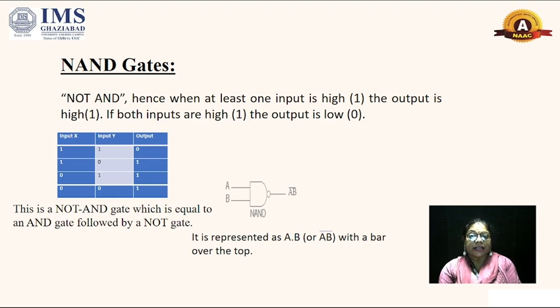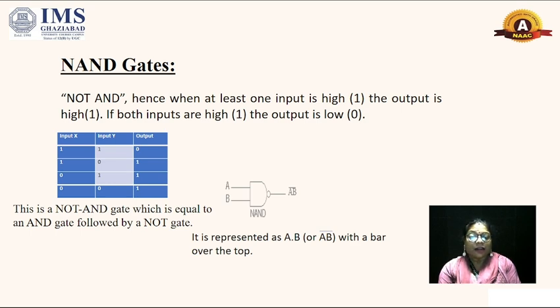Next gate is NAND gate. NAND means not AND. Not AND means it will be opposite to the AND gate, the negation of AND gate. That means we have the negation sign, that is the circle shown in the figure. It produces, if at least one of the inputs is low, the output is high. If both the inputs are high, then the output is low.